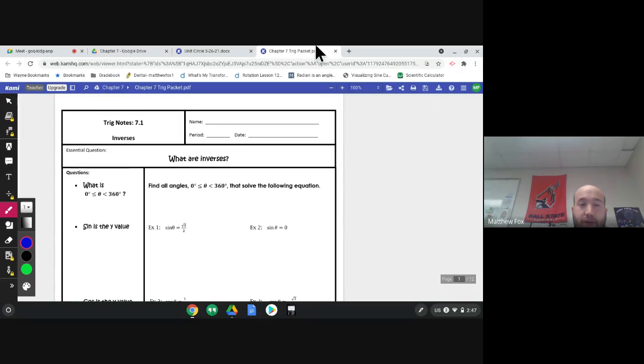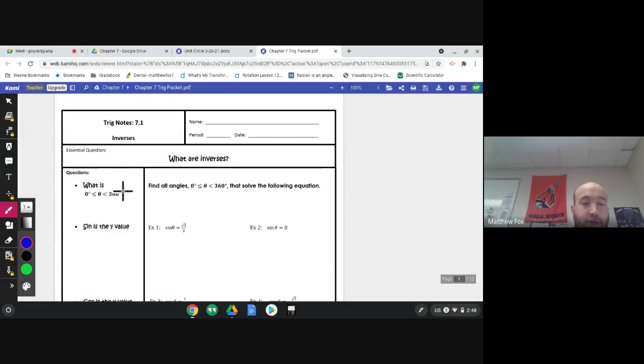And one thing I wanted to point out, if you don't have this, if you're in school today, you can get a copy of it either in class next time you're back, or you can go into It's Learning, go to chapter 7, and there should be a document there you can print off or have a digital copy of, okay? So today we're going to start chapter 7, and specifically we're talking about inverses.